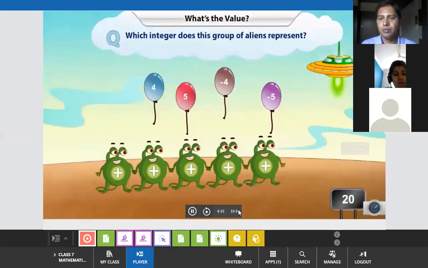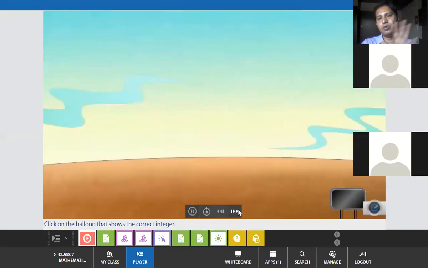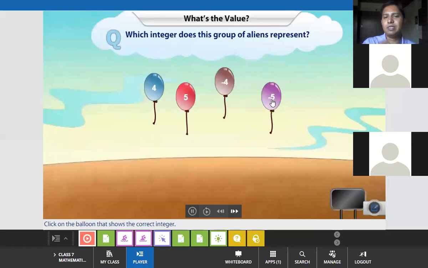Help the aliens reach their spaceship on time. For each group of aliens, click on the balloon that shows the correct integer. If you're not quick, it won't make it to the spaceship. Which integer does this group of aliens represent? So it is obviously the balloon which represents 5. That will be the answer.